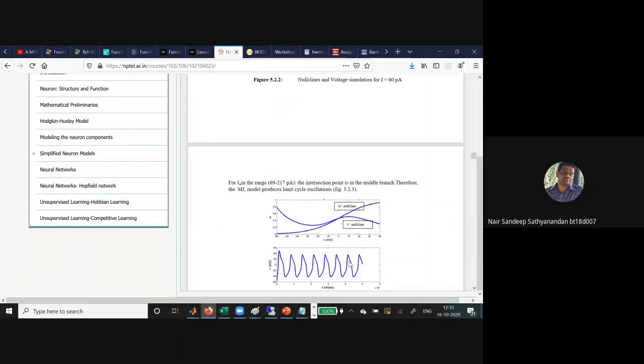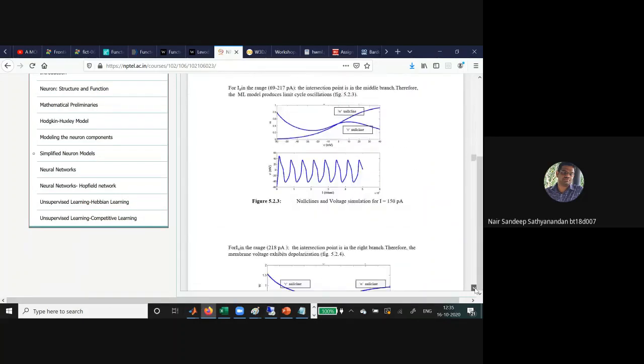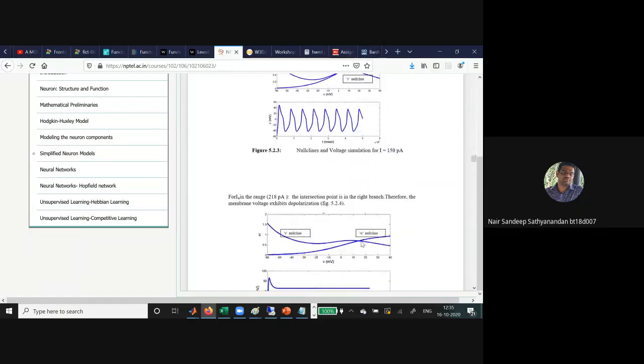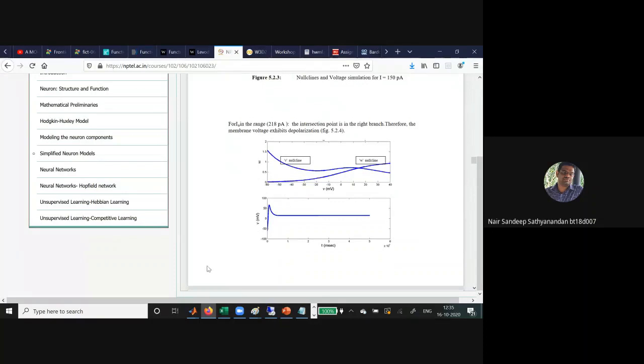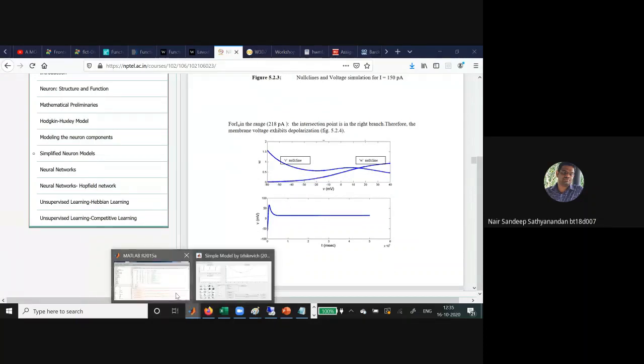Yeah, this is the limit cycle behavior. We can see oscillations, and then when it is going to the third region, you can see again a stable behavior. So let me run the code.